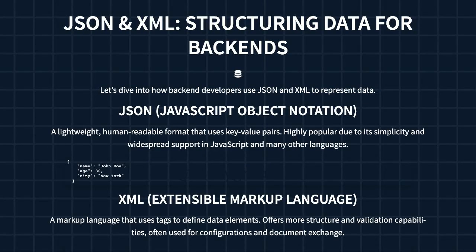Okay, so when we're building backends, we need a way to send data between the server and the client. JSON and XML are two popular formats for doing just that. JSON is super easy to read. It's like organized key-value pairs and JavaScript loves it. It's really great for things like user profiles or API responses. Then there's XML, which uses tags to wrap up data. Think of it as a more structured way to organize information, especially useful for configuration files or when you need strong validation. Both have their place. JSON is often preferred for its simplicity and speed, but XML can be better if you need really detailed control over the structure.